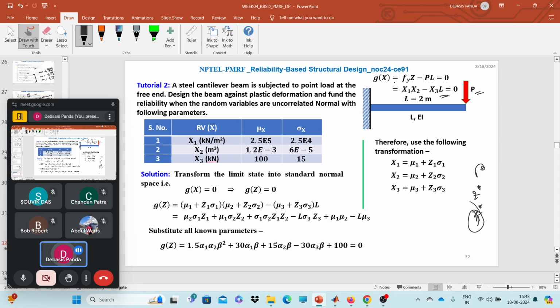Now our limit state is defined as x1 x2 minus x3 l, where x1, x2 and x3 are the random variables. The means of the random variables are given as 2.5 into 10 to the power 5, 1.2 and 100. These are the mean and standard deviation. Can we consider this as a design point, Robert? No, because these are random, we cannot take them.